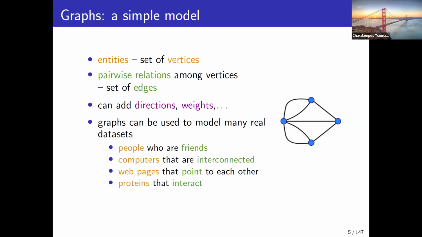So you are important if you are connected to many other important pages. And this gives a sort of recursive definition of importance, which ends up being mathematically encoded as a linear system. So the Google PageRank is nothing but a solution to a linear system. Proteins that interact.